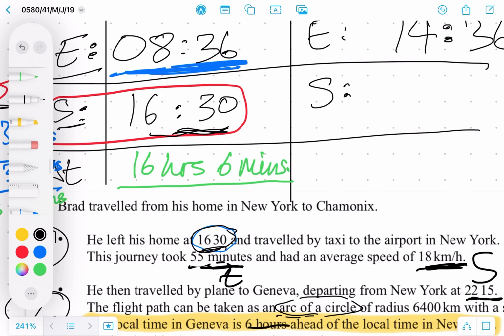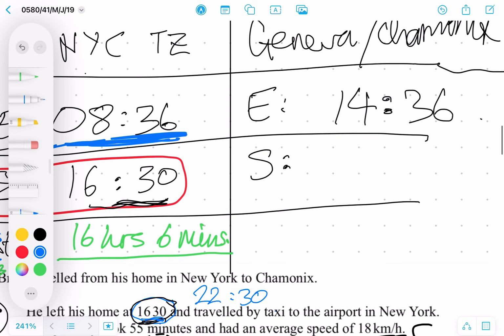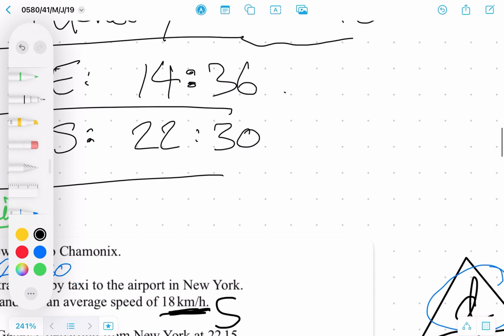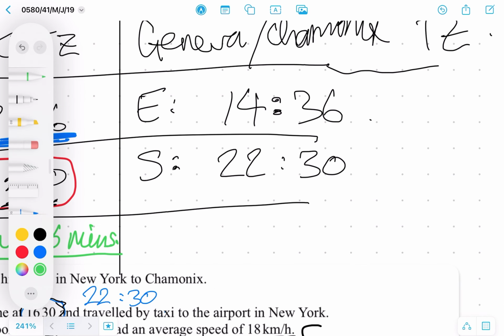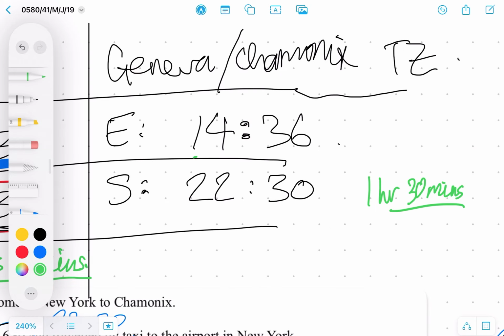So if he started at 16:30 and you add 6 hours to that, it would just be 22:30. So 10:30 p.m. on the first day. So if you put that in here, 22:30. And now if you do the exact same thing, from 22:30 to midnight, it would be 1 hour 30 minutes. And then you add on this extra 14 hours 36 minutes onto the next day. So plus 14 hours 36 minutes.